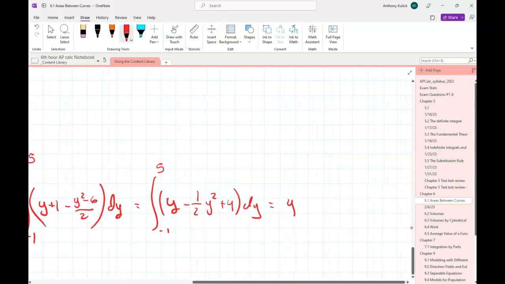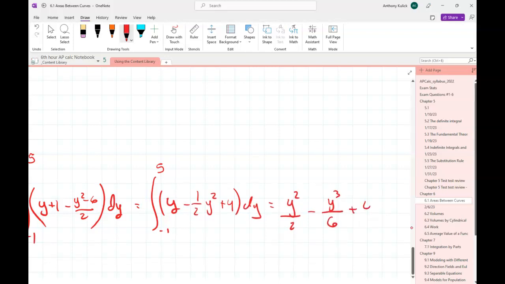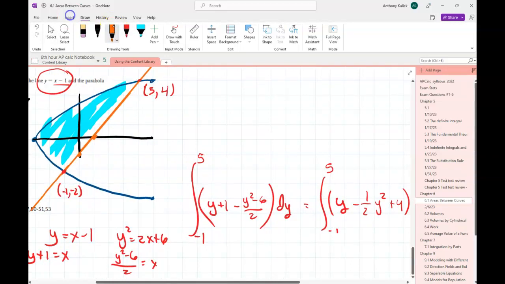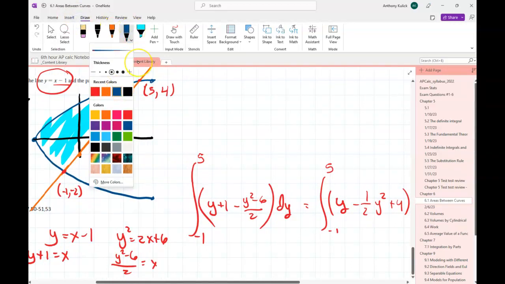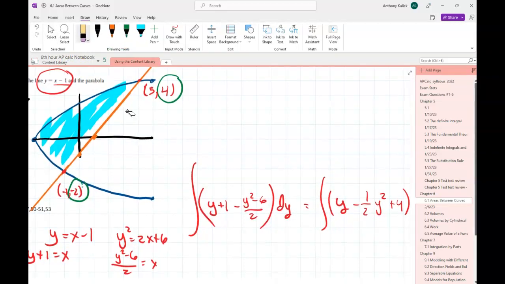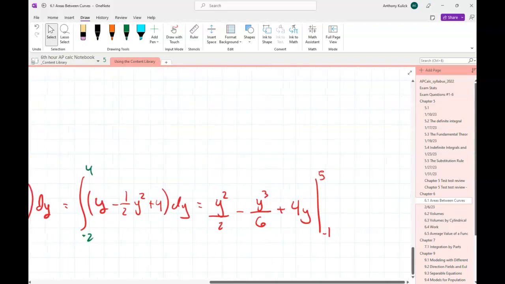And so we got y squared over 2 minus y to the 3rd over 6 plus 4y, negative 2 to 4. Oops, oops, oops. What did I do wrong? Why am I saying oops a bunch of times? Yeah, it should be y coordinates there. Dum dum. I know, me too. And then I'm going to let you guys plug in from there.